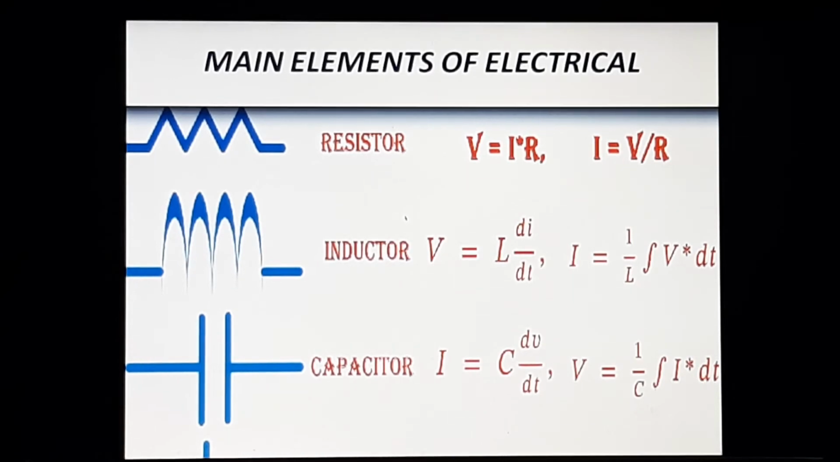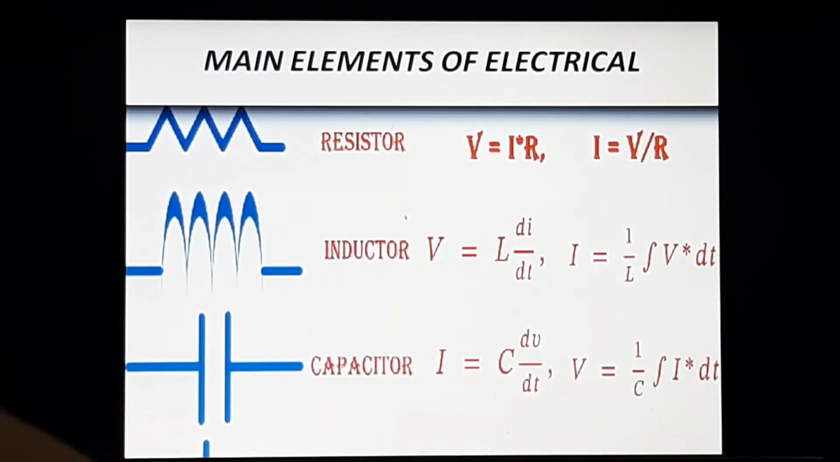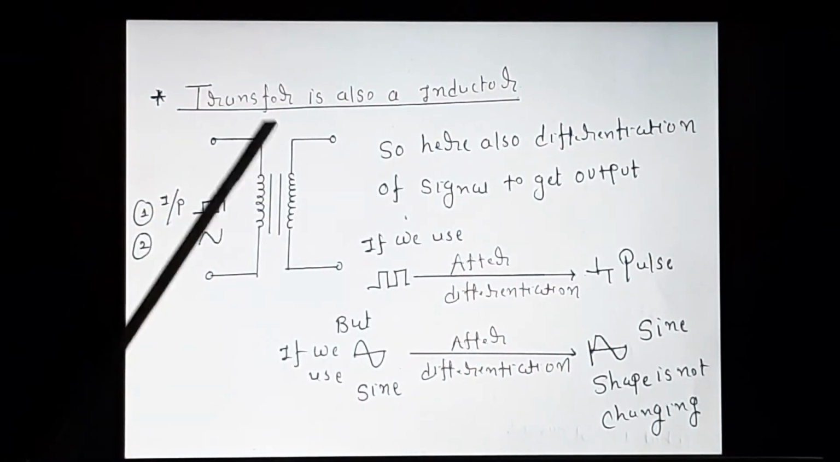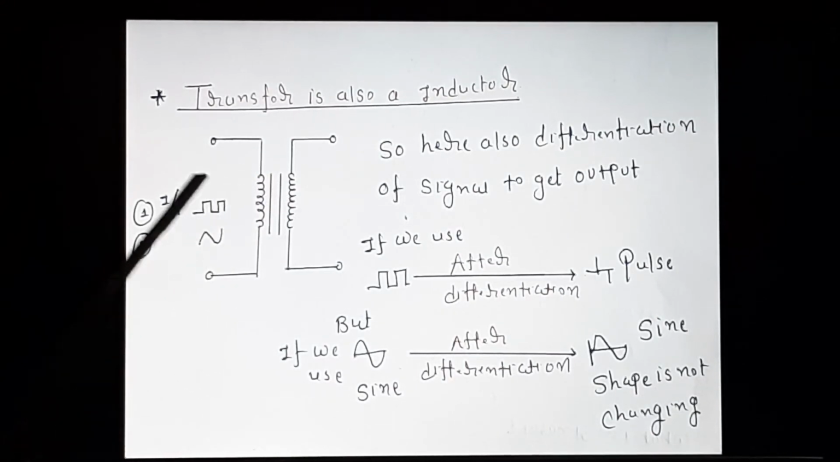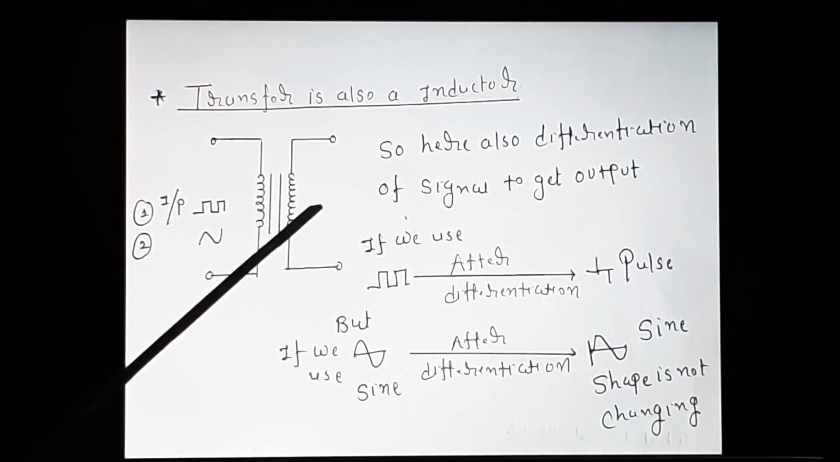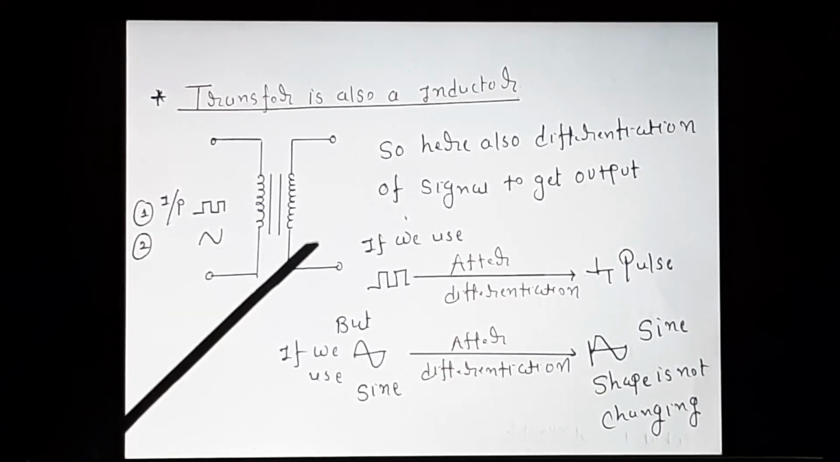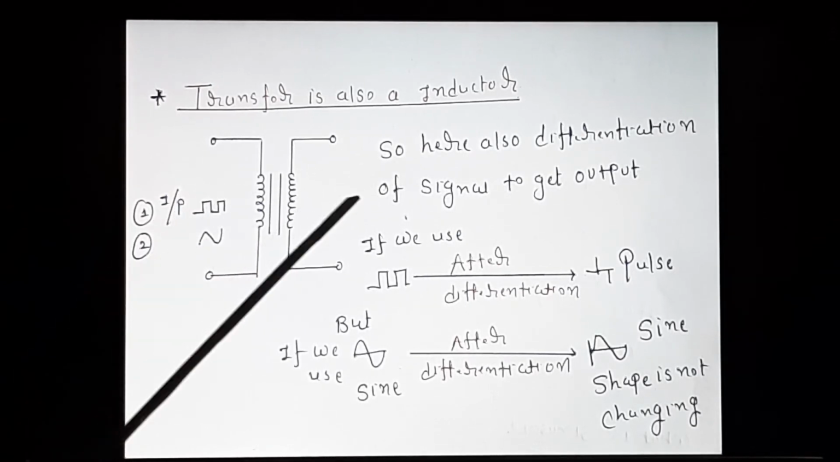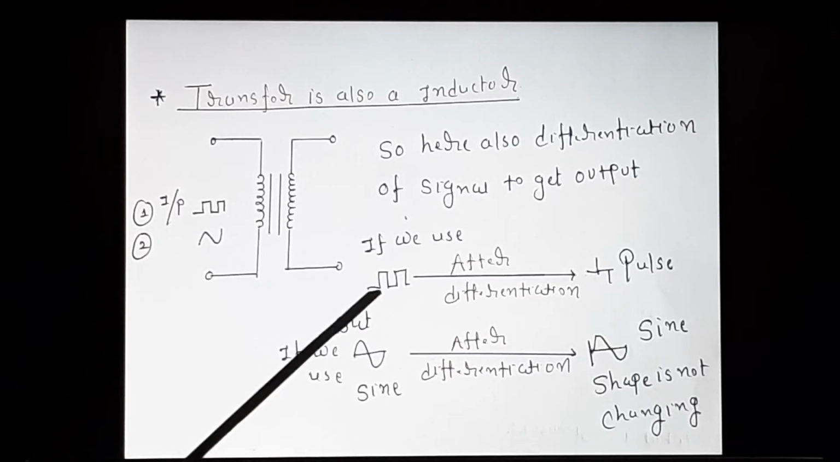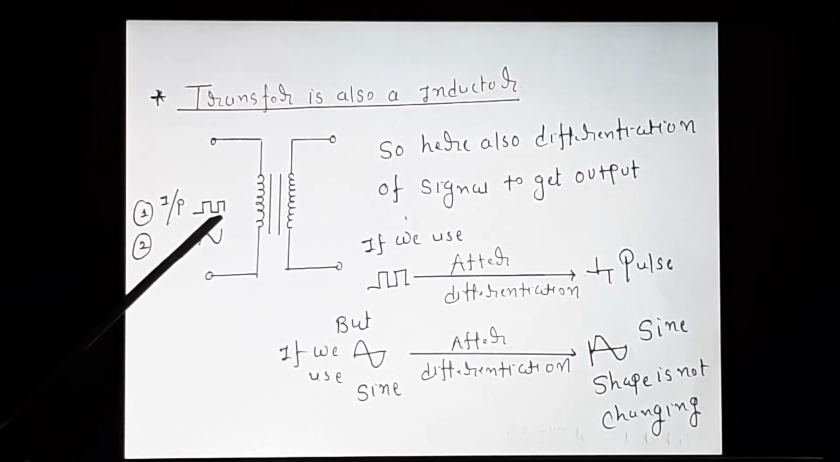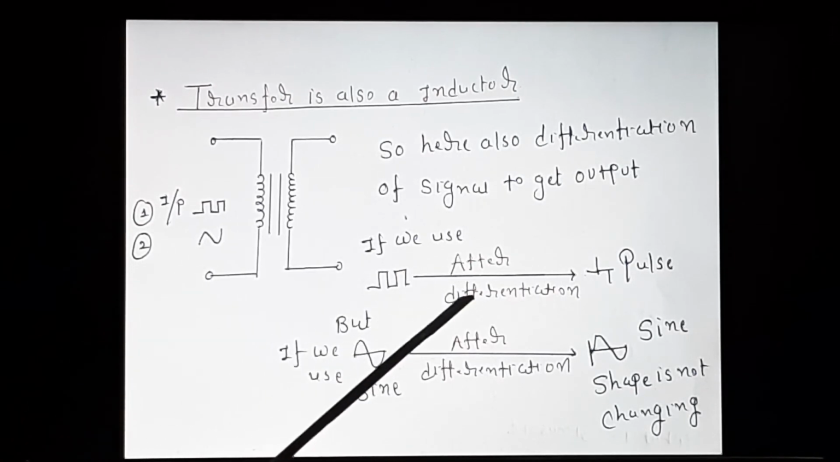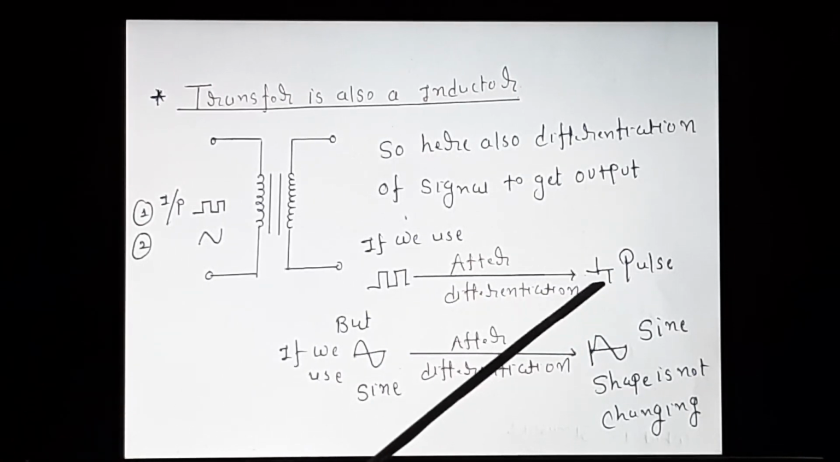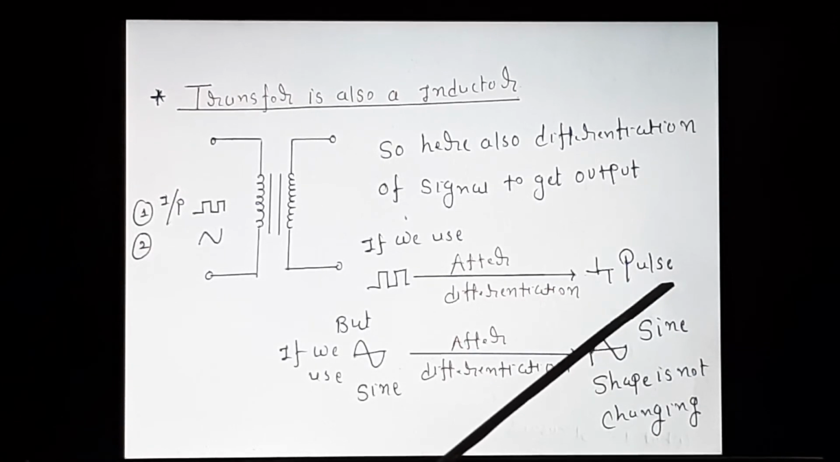Now also understand as far as the transformer is concerned. This is a transformer, right? So here also the differentiation of the signal is coming to get the output voltage. So if I have to transfer some power, I have to differentiate the signal. So suppose I am using a square wave as an input. This is the input signal. Suppose I am giving this square wave, then what happened? After differentiation, this signal will become like this. It's a pulses, right? So no use.